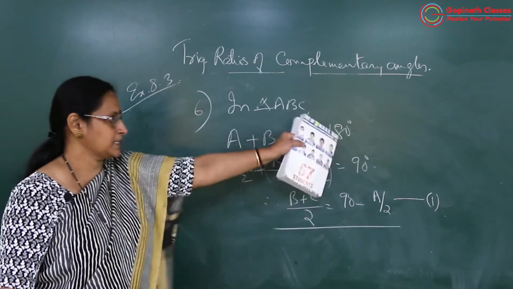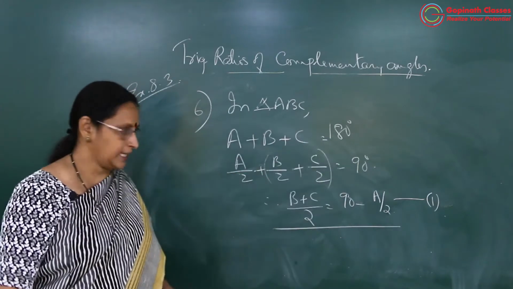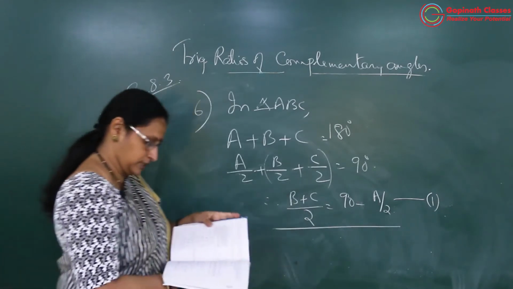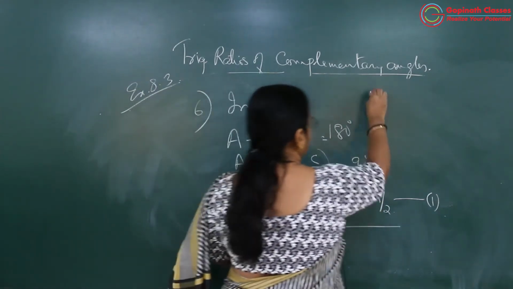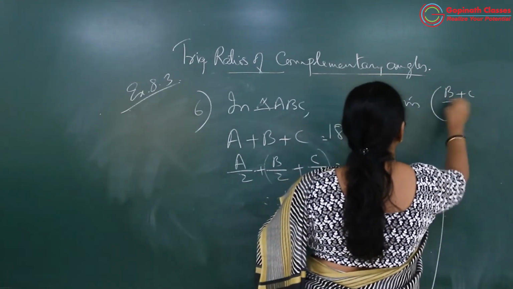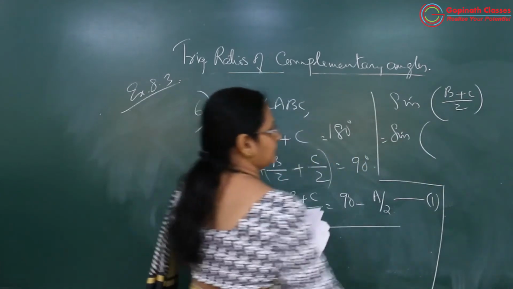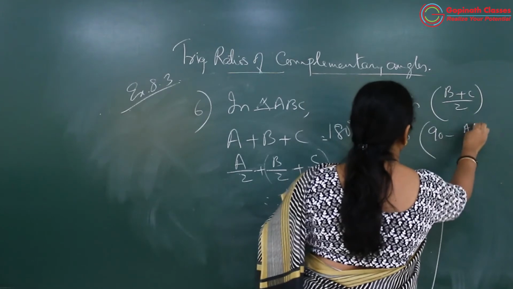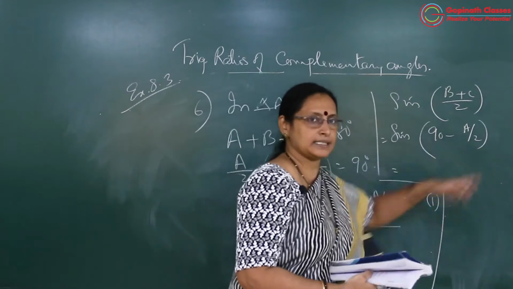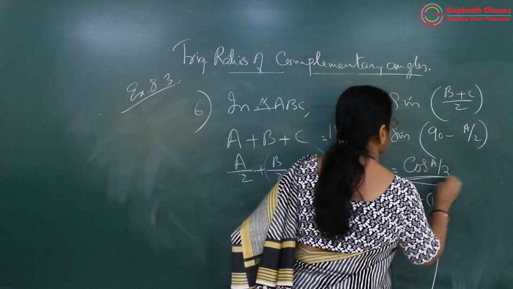Once more, A plus B plus C is 180 degree, sum of the three angles. Half total is 90 degree. So, what is (B plus C) by 2? It is nothing but 90 minus A by 2. Now, let us come to the sum. In the left side, it is given sine of (B plus C) by 2, which is equal to sine of, what is (B plus C) by 2 from statement number 1? 90 minus A by 2. Just now we learned in the complementary relation, sine 90 minus theta is cos theta. So, what is this? Nothing but cos A by 2.